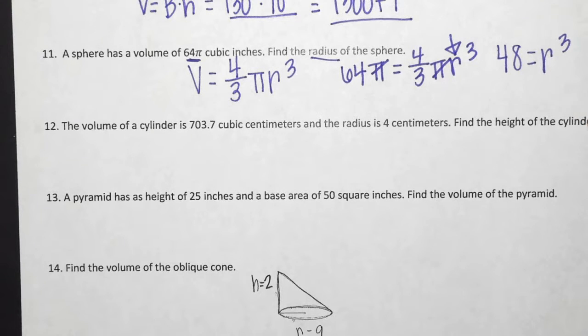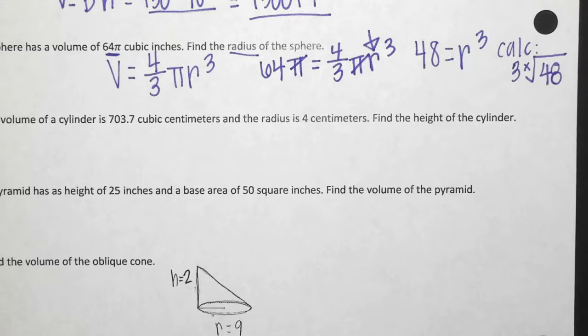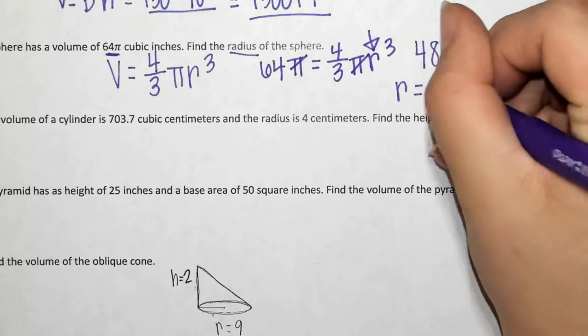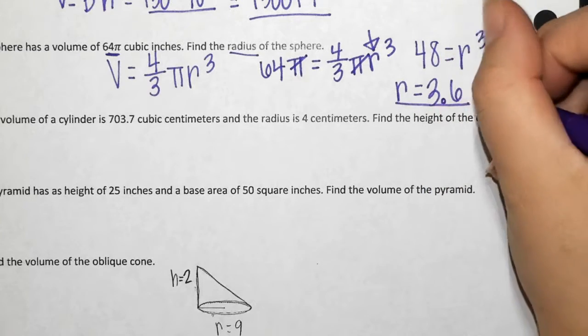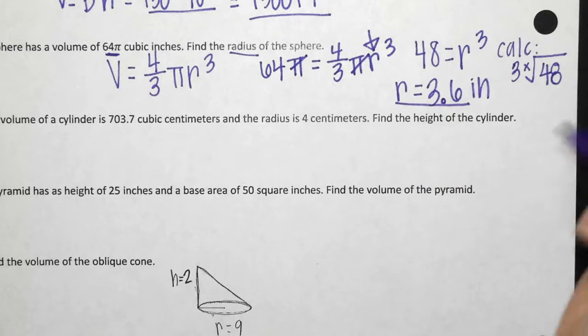So it should look like this in your calculator. 3 x square root 48. What'd you get? Yeah, I got 3.6. So your radius is 3.6. What? 3.6 inches. Not cubed, because we're just talking about the radius.